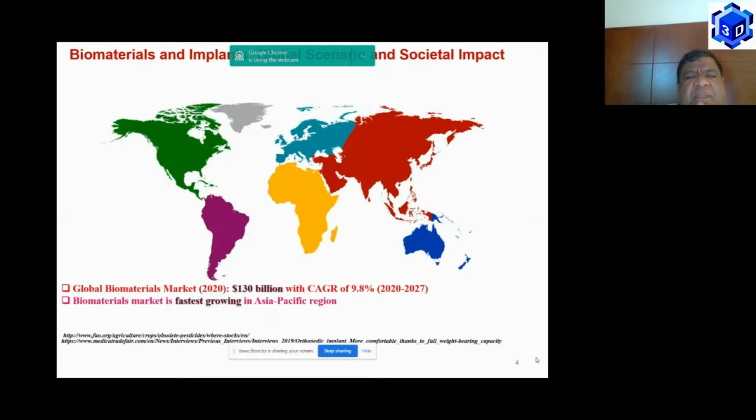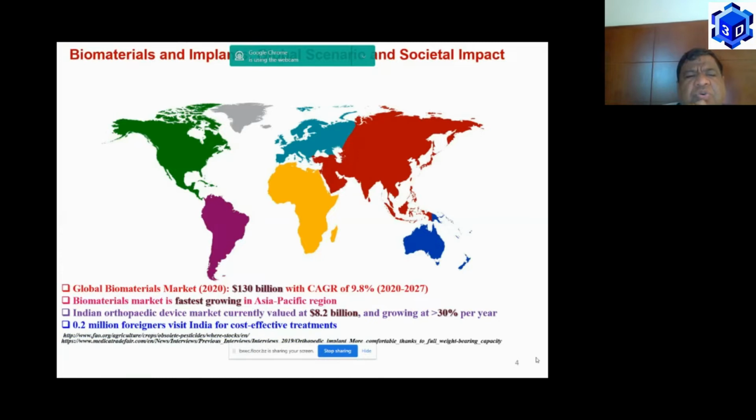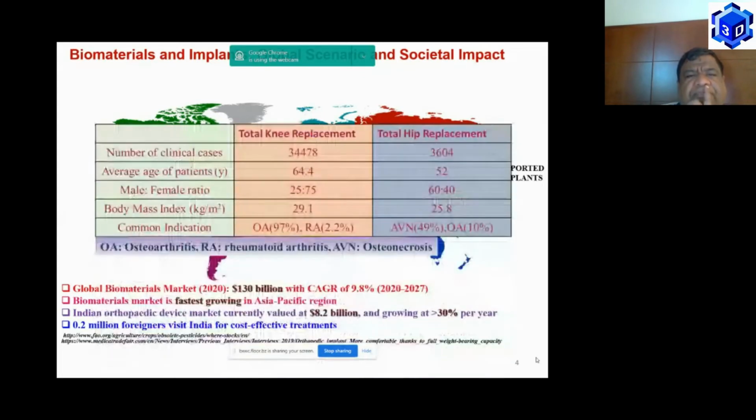This means that many of the implants often are not specific to the Asian or Indian population. And this mismatch often leads to either implant failure or not the optimal clinical performance of these implants. If we look at some of the market values, the Indian orthopedic device market is currently valued at 8.2 billion US dollars and growing at 30% per year.